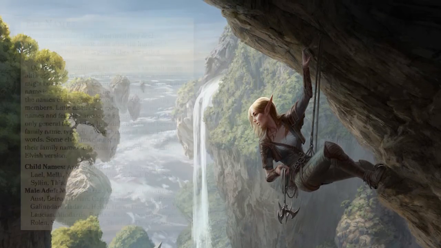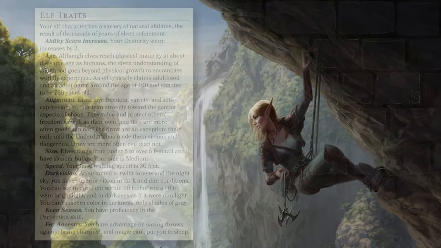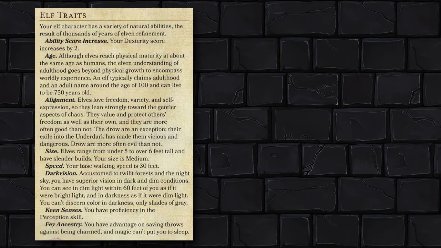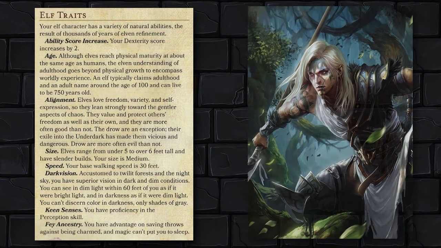What traits do elves possess? Well, a lot. Ability score increase, your dexterity increases by 2. So again, kind of like the dwarves, it's meant to reflect the fact that elves are more slender, quicker on their feet. They have better balance, unlike the dwarves, who are stout, short, very powerful.